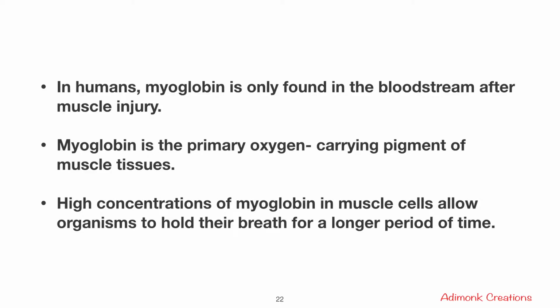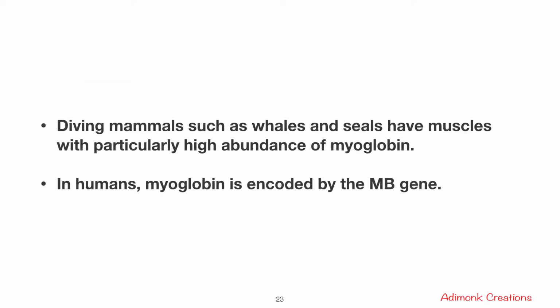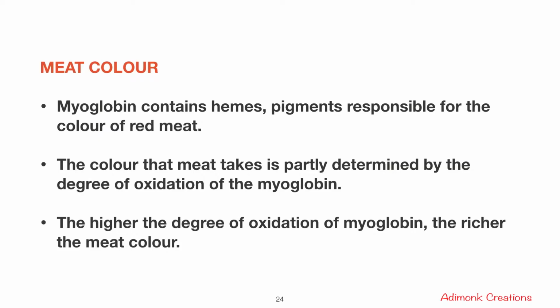High concentration of myoglobin in muscle cells allows organisms to hold their breath for a longer period of time. Diving mammals such as whales and seals have muscles with particularly high abundance of myoglobin. In humans, myoglobin is encoded by the MB gene. And now the functions of myoglobin. One is meat color. Myoglobin contains hemes, pigments responsible for the color of red meat.